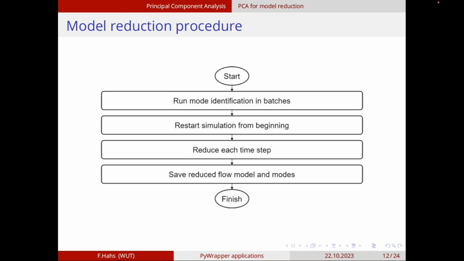The idea of how to do this is to first run the mode identification, or the component identification, and this is done in batches of time steps. The algorithm in scikit-learn requires batches of time steps. So we do 10 time steps, and then we run the algorithm, which finds the modes, and then we delete them, and we run another 10, and the mode identification is refined. After that is complete, we restart the simulation and then create a reduced model from the start, one time step at a time. And then we have our model.